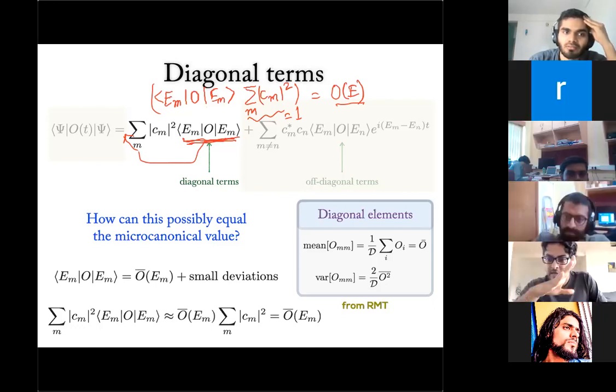Right. So the diagonal matrix elements should be smooth. If it is smooth, only then can you factor this part outside the sum. Or you can think of it this way: this operator is simple enough that it cannot distinguish between nearby eigenstates. If you have that, then you can factor this out, and then you have this. Okay, thanks. Yes, Ritu.